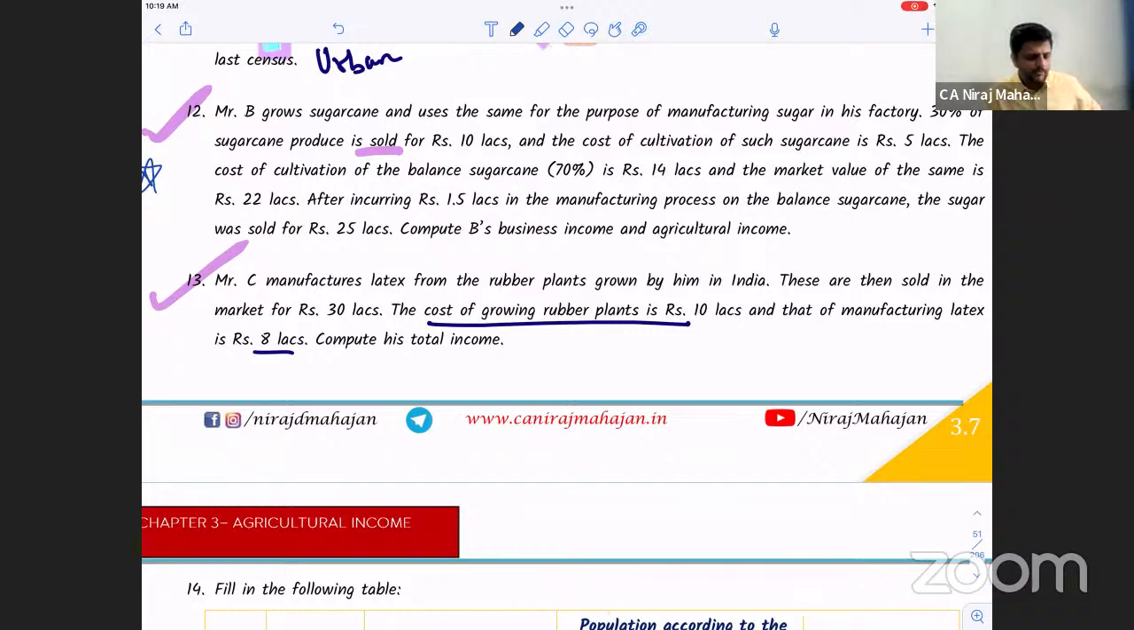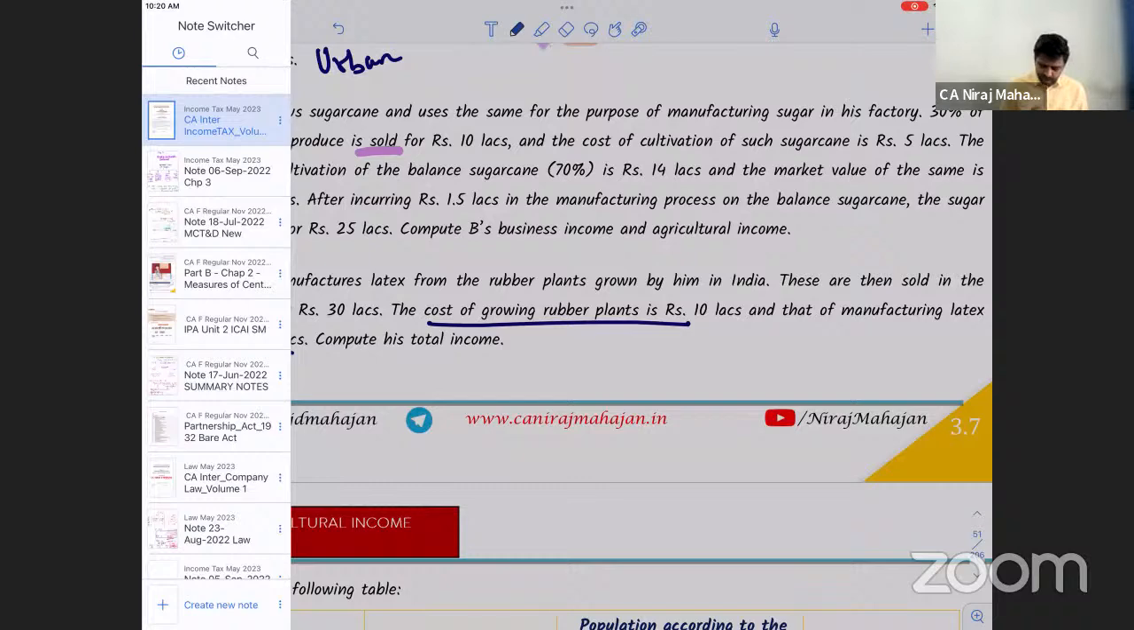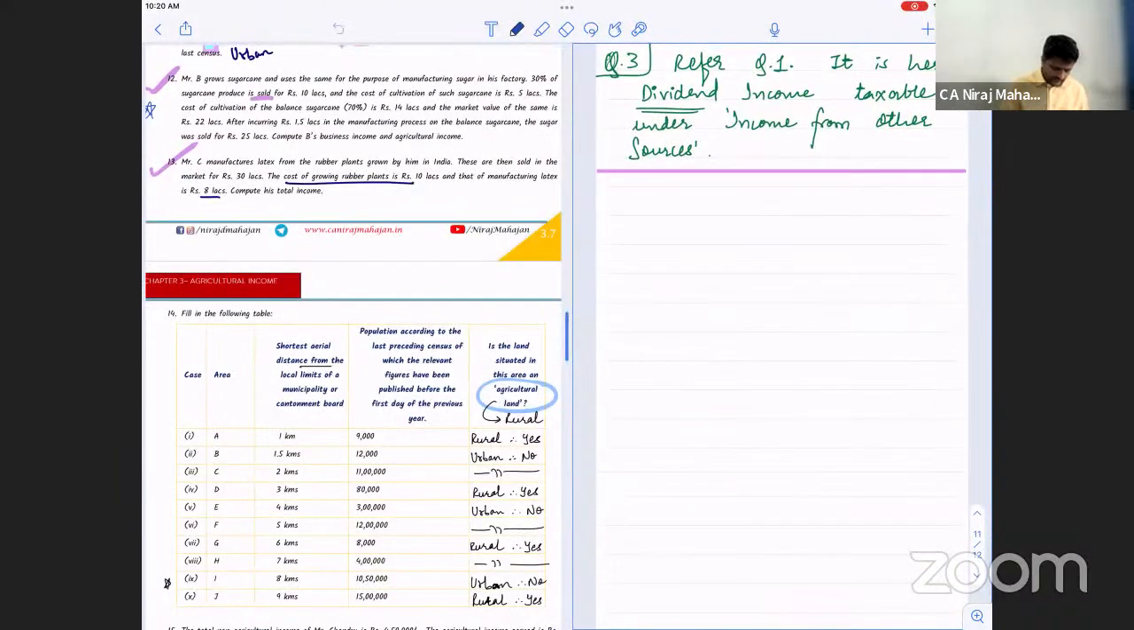After incurring 1.5 lakhs in the manufacturing process on the balance sugarcane, the sugar was sold for 25 lakhs. Compute B's business income as well as agricultural income. Understood? Obviously, I'm not expecting you to solve it, but did you understand the scenario, the case? So we'll write down in the notebook, question number 12.